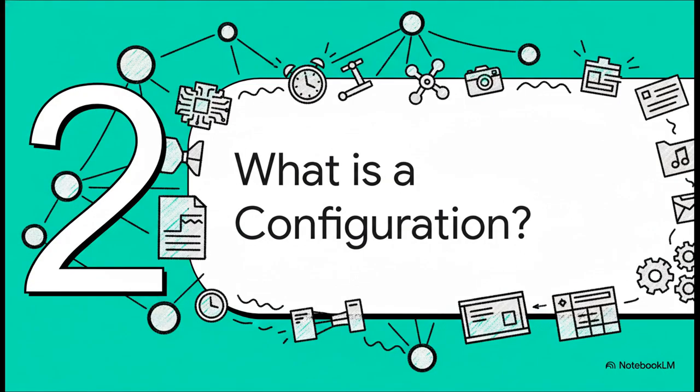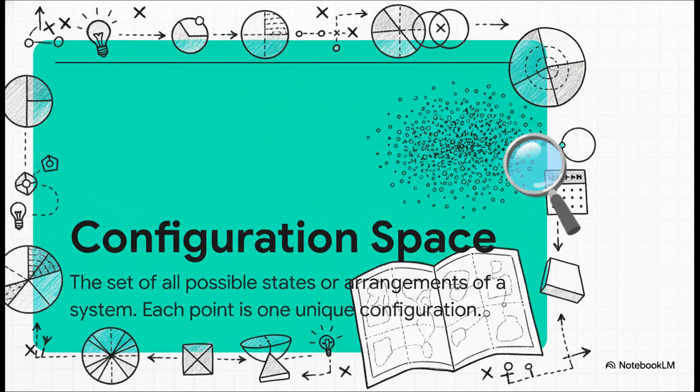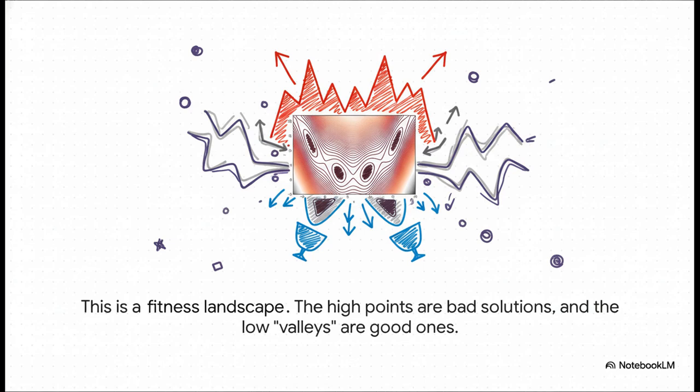Okay, so to even start building our map of this landscape, we first have to define what a point on that map even is. Each one of these points is called a configuration. Think of it as a complete, unique snapshot of the system at one single moment in time. Now, this collection of every single possible configuration has a formal name, the configuration space. You can think of it as the ultimate atlas for any problem. It literally contains every state the system could ever possibly be in, the good ones, the bad ones, and everything in between.